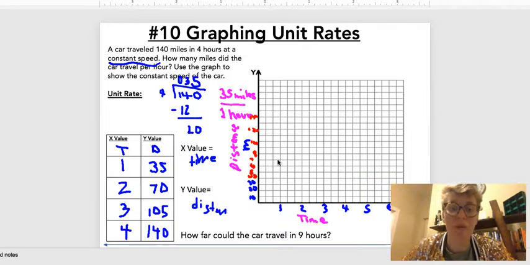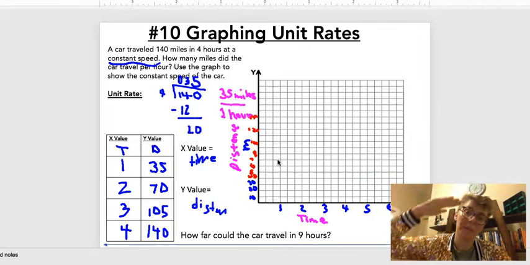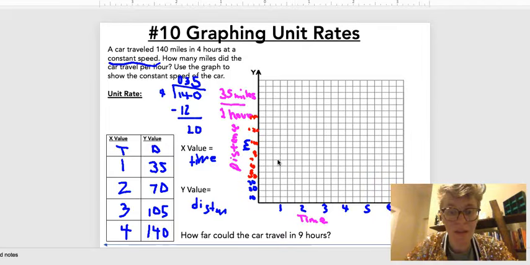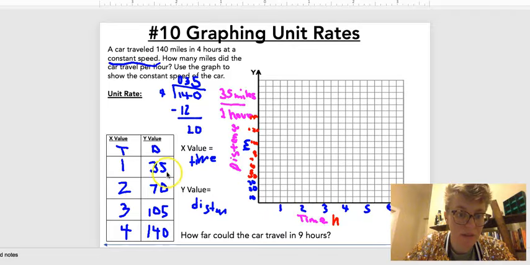Okay, hopefully you are there. You have each of those counting by tens. Now, for our first hour, I also should write that our time is in H for hours. Our first hour is going to be 35. So I'm going to count 10, 20, 30. 35 would be right in the middle about there.